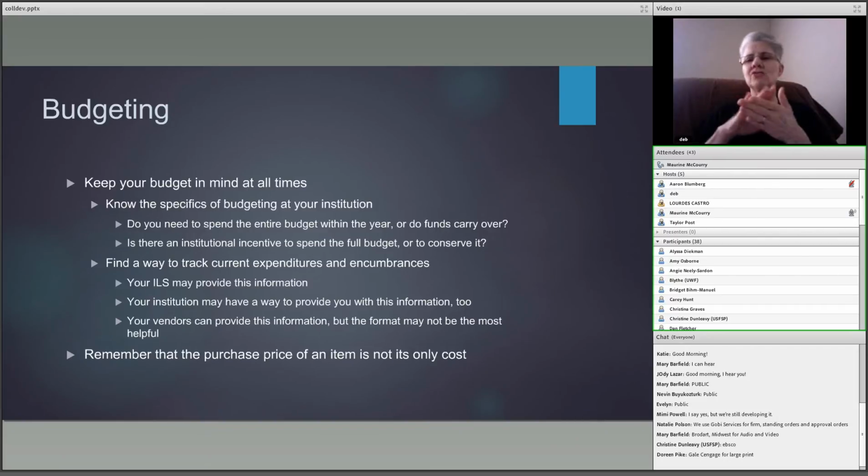Different institutions have different needs. I would say usually with a public library, you need to conserve to some extent, but you might need to spend the full budget that you are given, so you need to spend that wisely. You need to find a way to track current expenditures and encumbrances. Most of you probably already have this. You might have it through your ILS. We have an Innovative Interfaces system at Hillsdale, and we can see this information for individual funds at a moment's notice. There's a web page we can go to that shows how much has been spent out of each fund, how much is encumbered, and how much has actually been paid out.